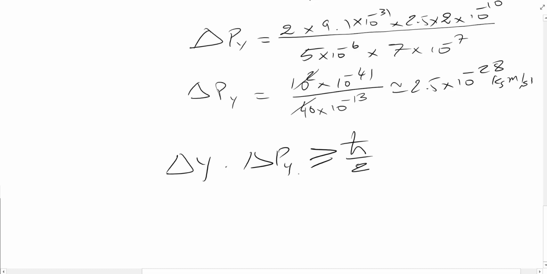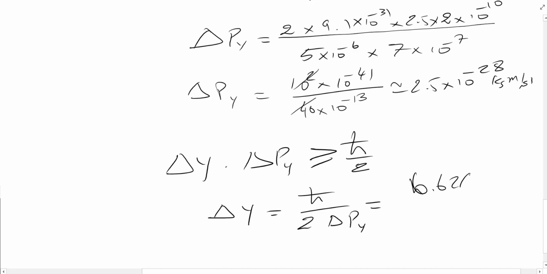Okay, well, we know they want the minimum error possible for delta y, so it's going to be minimum equals to this amount, h bar over 2 times delta Py. Okay, h bar is h, which is 6.627 times 10 to the negative 34, divided by 2 pi, so it's going to be 2 in here, that's from this formula, times the 2 pi, times delta Py, which I roughly estimated to be 2.5 times 10 to the negative 28.